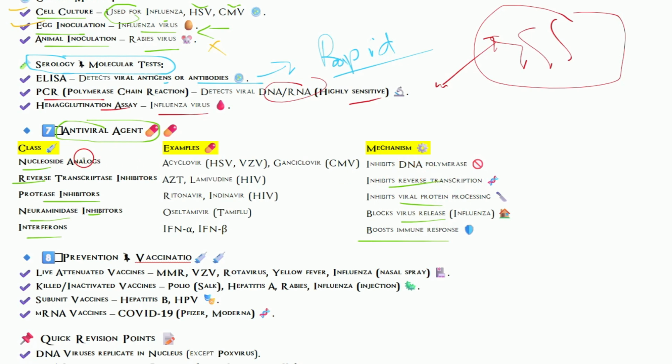And the nucleoside analogues, how do they work against the virus? They inhibit DNA polymerase. So these are the mechanisms by which these medicines act on the viruses to stop the infection spreading inside the body, right? And these are the examples of which viruses they act on like that, right?